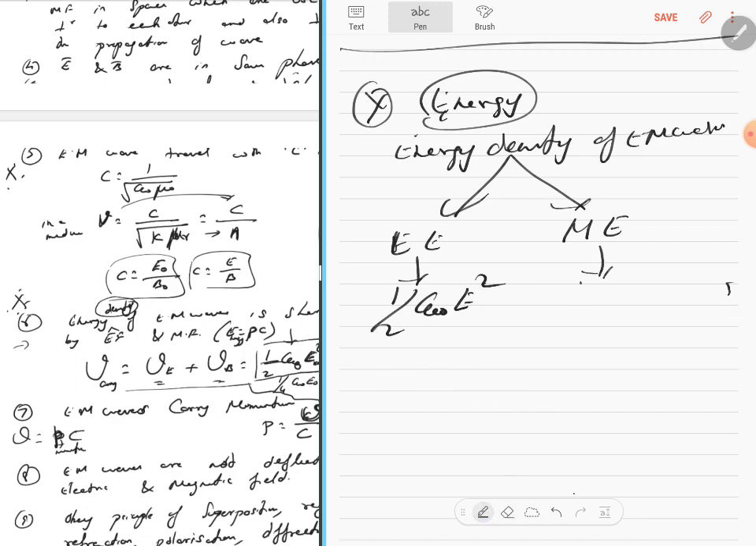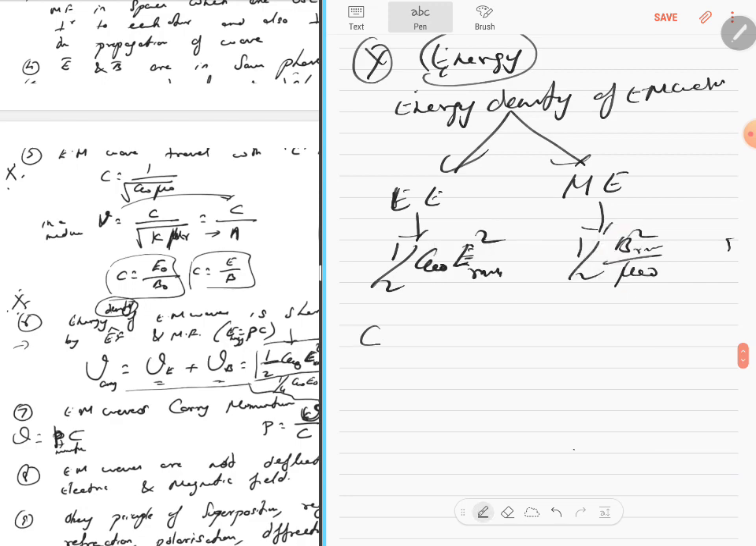And the magnetic energy is half into B square by mu naught. You should know this. But in this, E is E RMS square and B is B RMS square. Okay, so c can also be E by B, c can also be E RMS by B RMS, and c can also be E naught by B naught. Given that, we are going to find the total energy density.